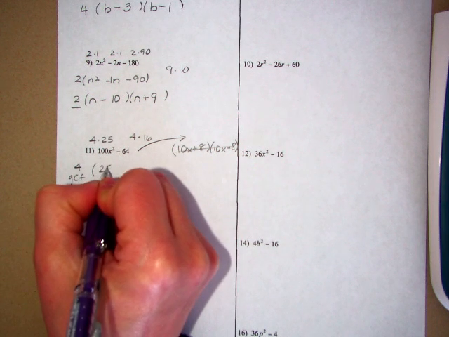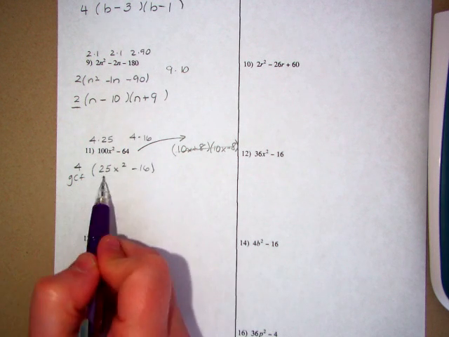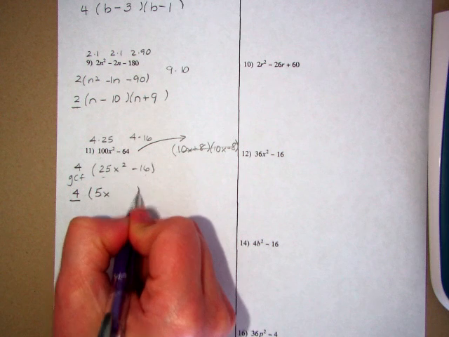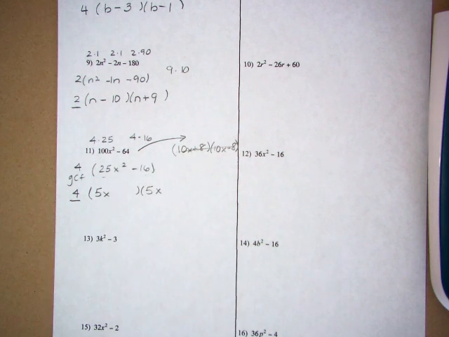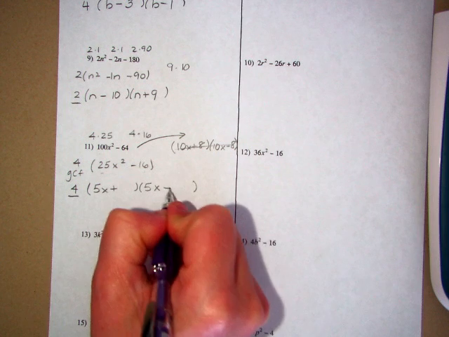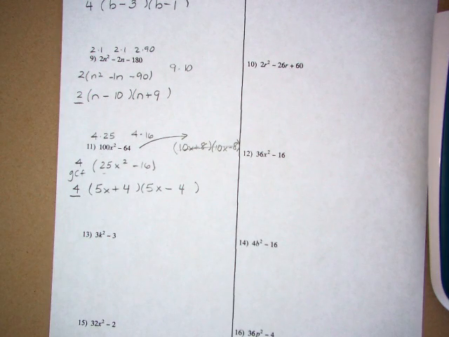That leaves me with 25x squared minus 16. Both of these are perfect squares. Bring my GCF out. 5x and 5x. Notice I don't have x and x anymore. My signs are plus minus, and the two numbers are 4 and 4 that multiply to give me 16.